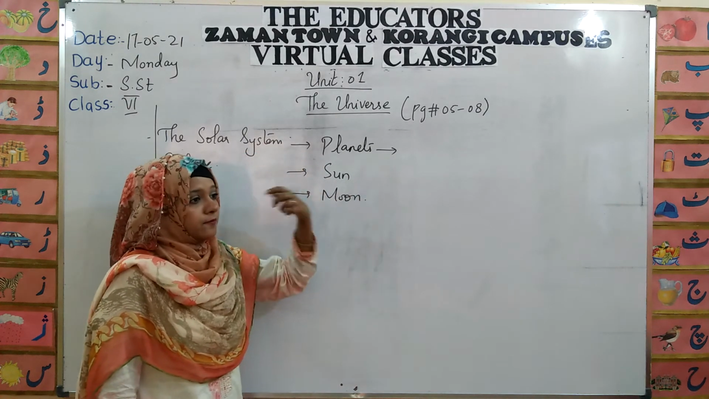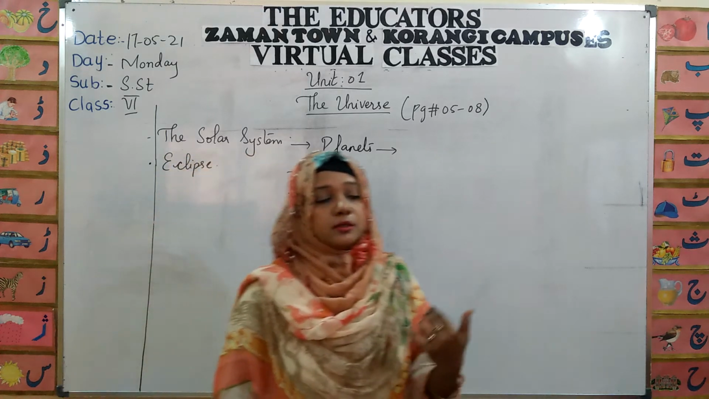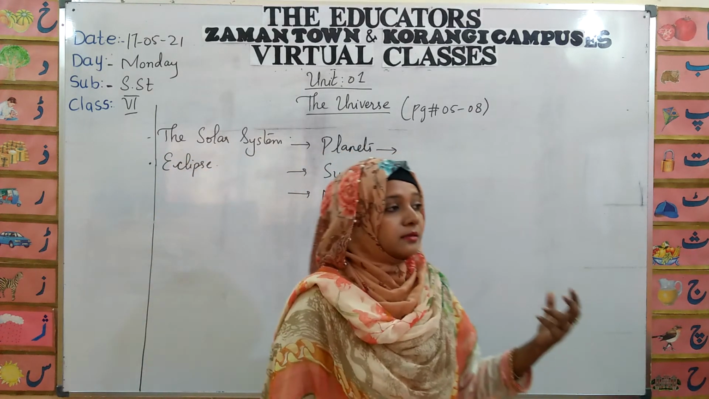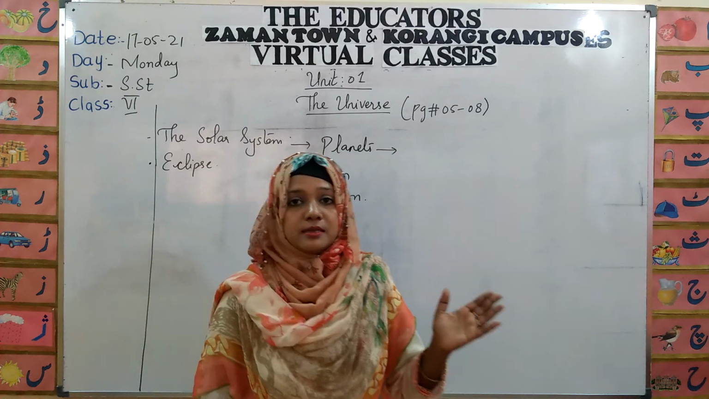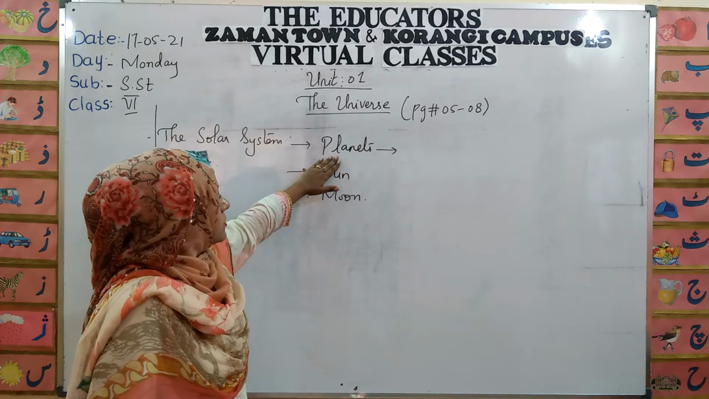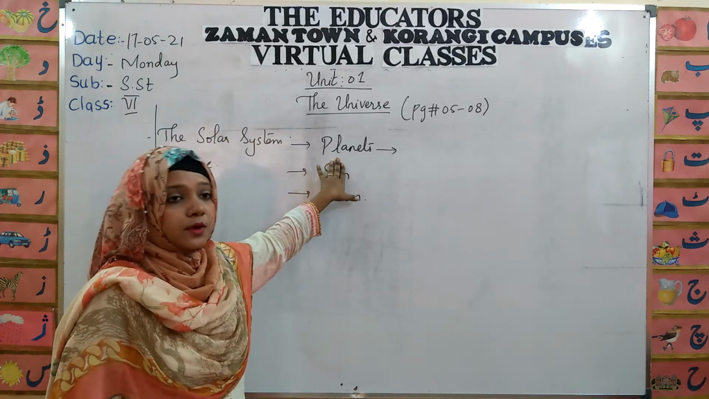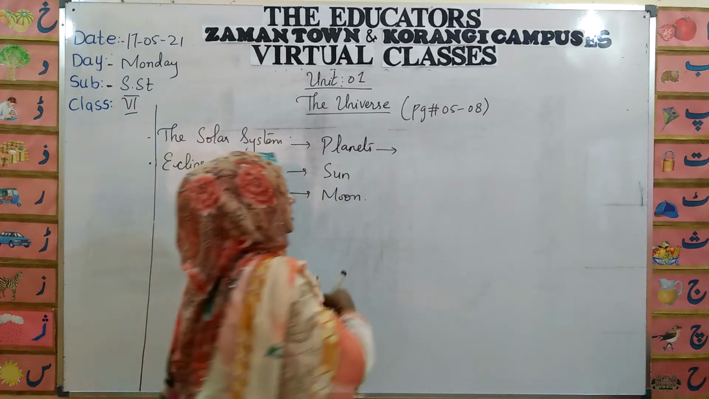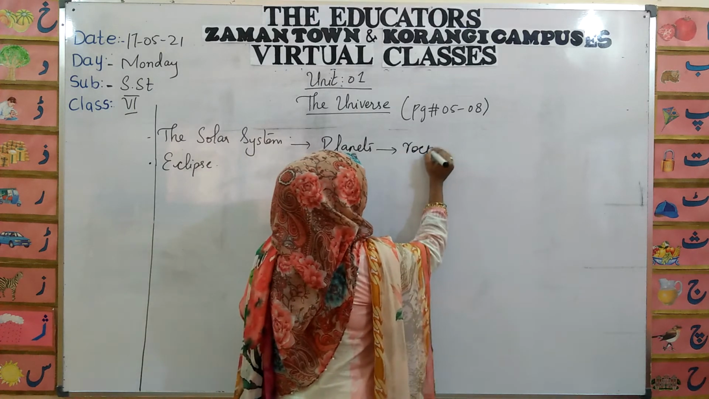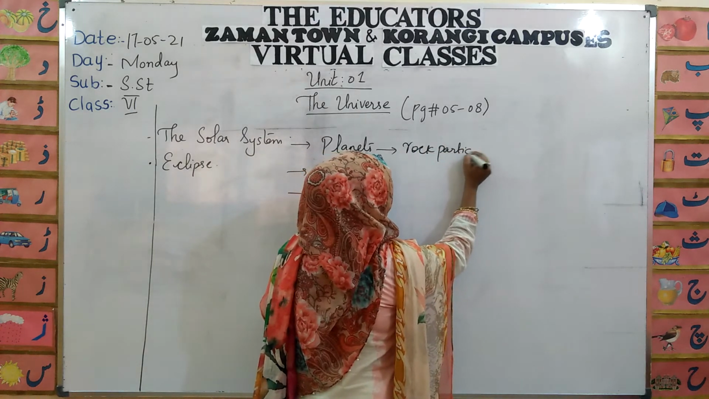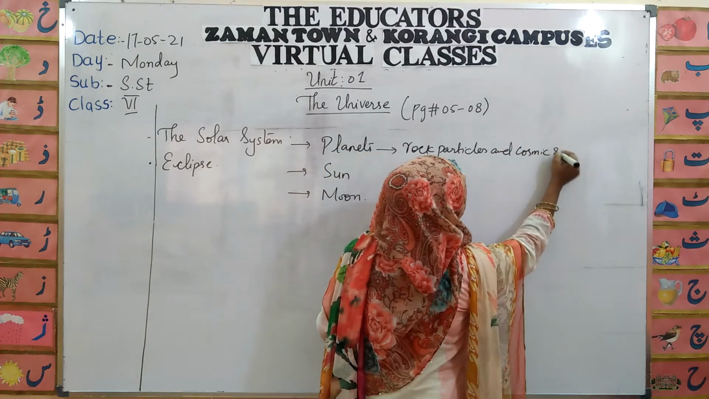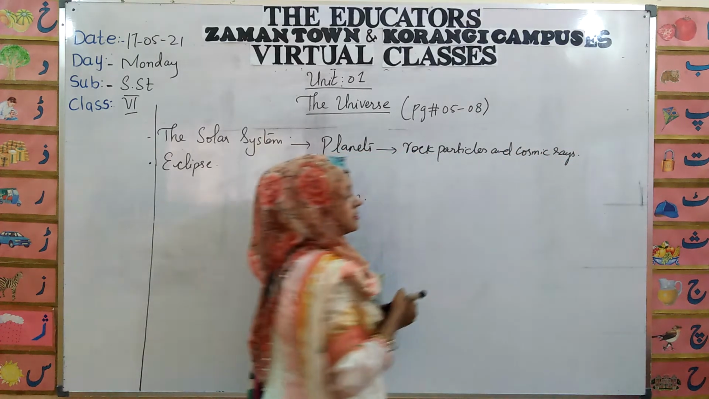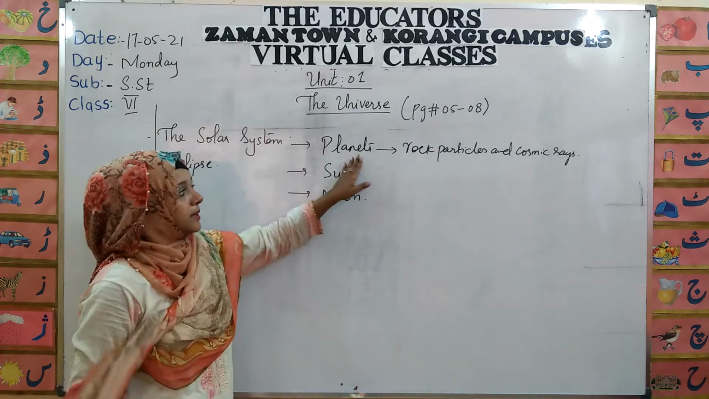And again, every planet has some speciality in it, like some have an accumulation of gas, that we will discuss in some other class. But however, the basic unit for the formation of every planet is the rock particles and some cosmic rays that tend to form the planets.